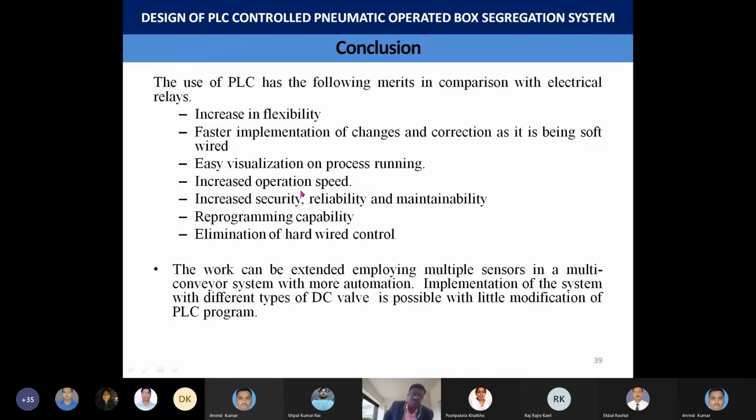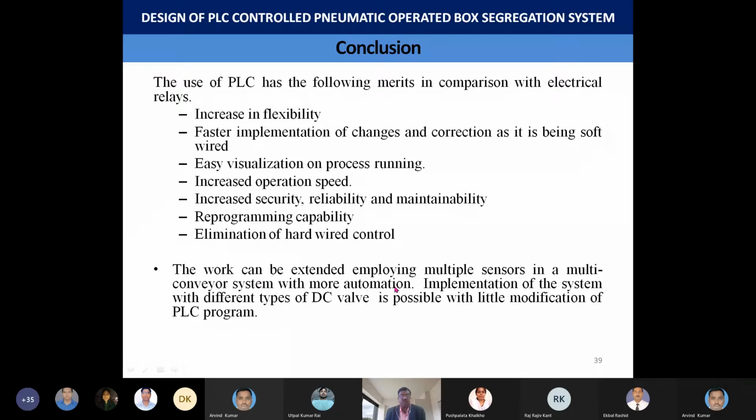It takes only a fraction of a second to remove the boxes from the conveyor, and the operational speed will be very high. And increased security, reliability and maintainability, reprogramming capability, and the elimination of hardwired control. So these are some of the main advantages of the programmable logic controller that we use in the system.